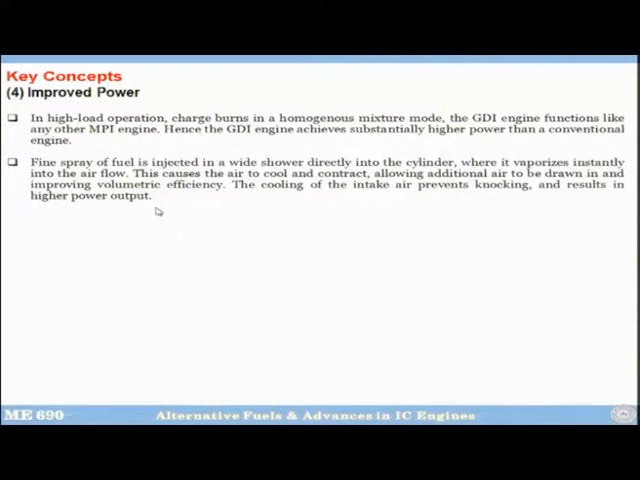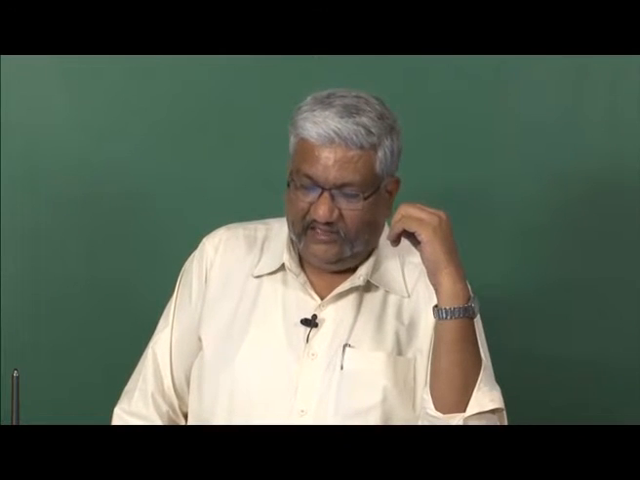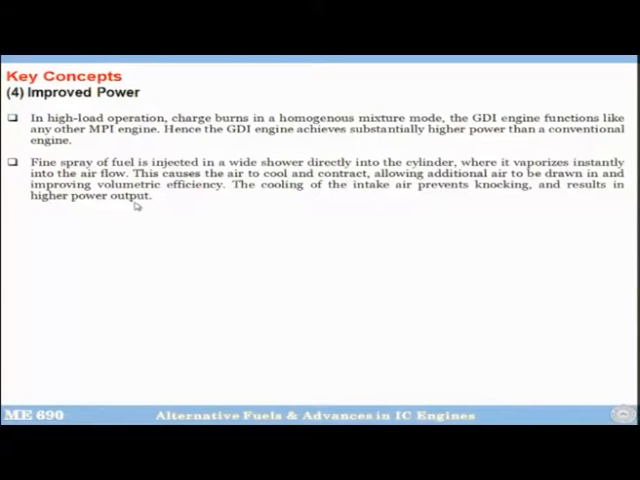So, you know that knocking happens at the end of the compression stroke, at the end of combustion in a gasoline engine. So, if you are starting with a cooler mixture, the possibility of knocking will reduce. So, this helps you in preventing the knocking, and this also helps you achieve higher power output.